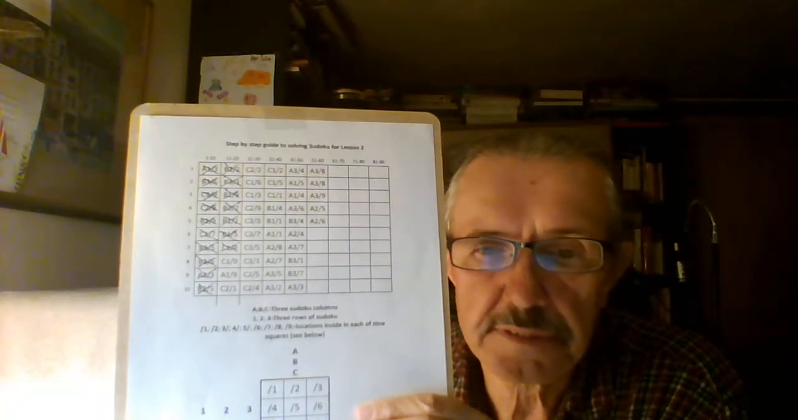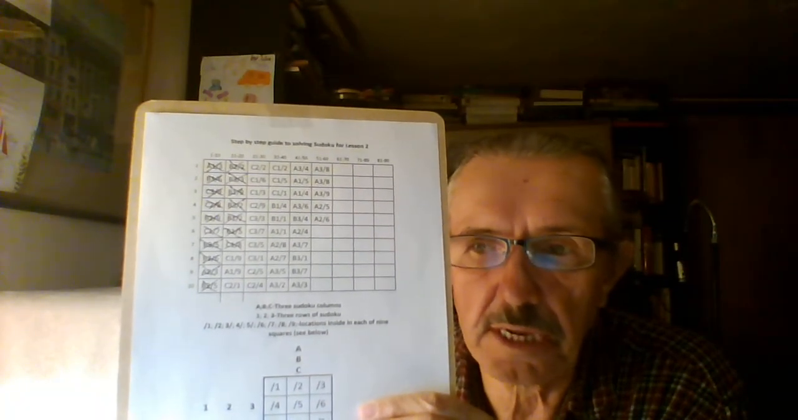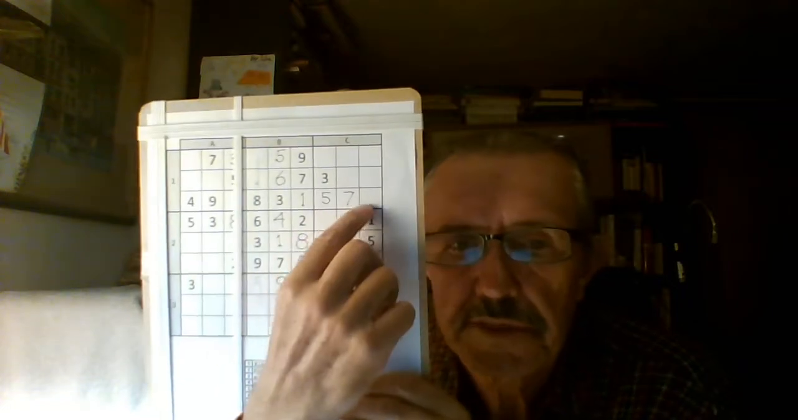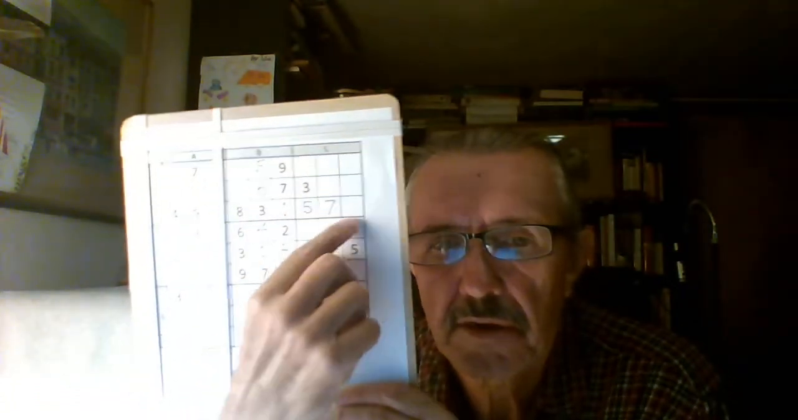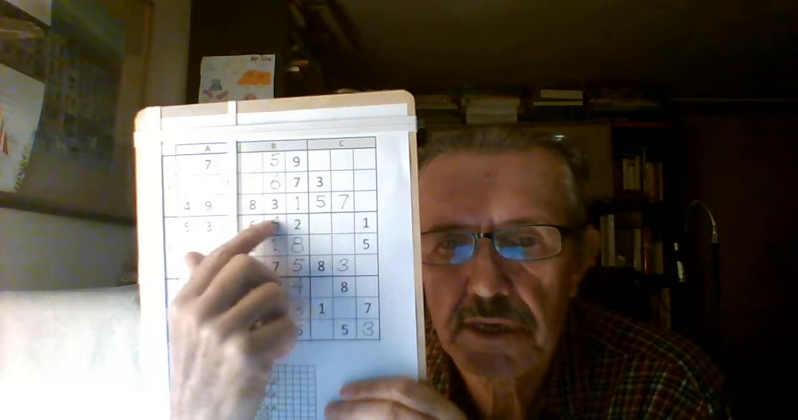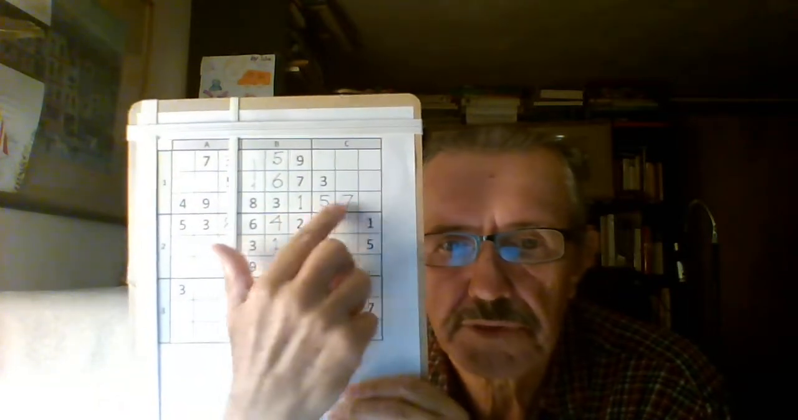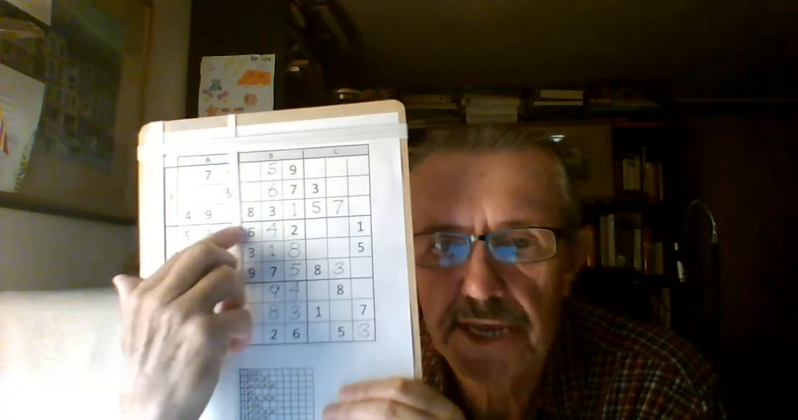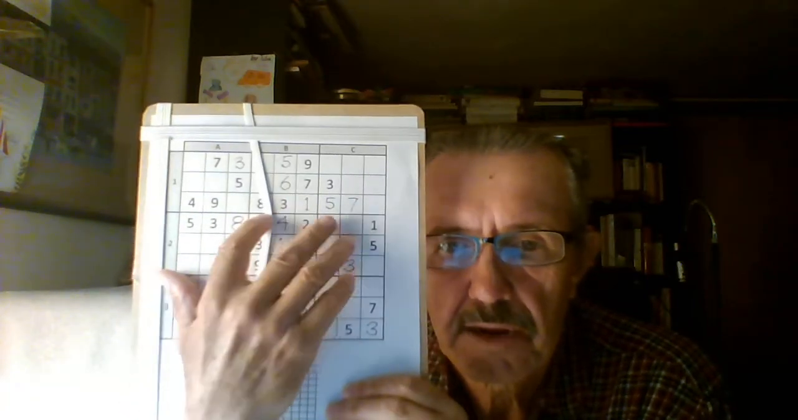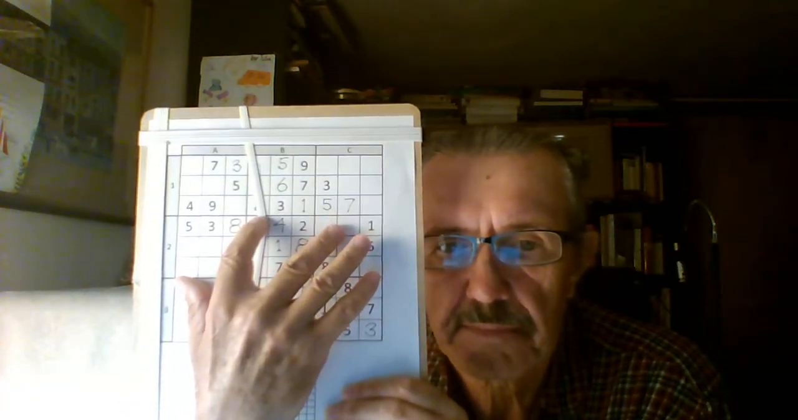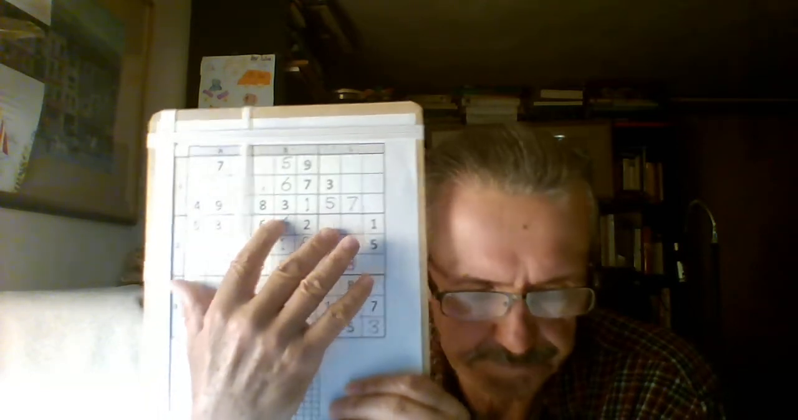Next step is square C1 location 9. Square C1 is over there, location 9 is over there, and looking at this row, only two available spaces are empty. One space is for a number 2 and the other for number 6.